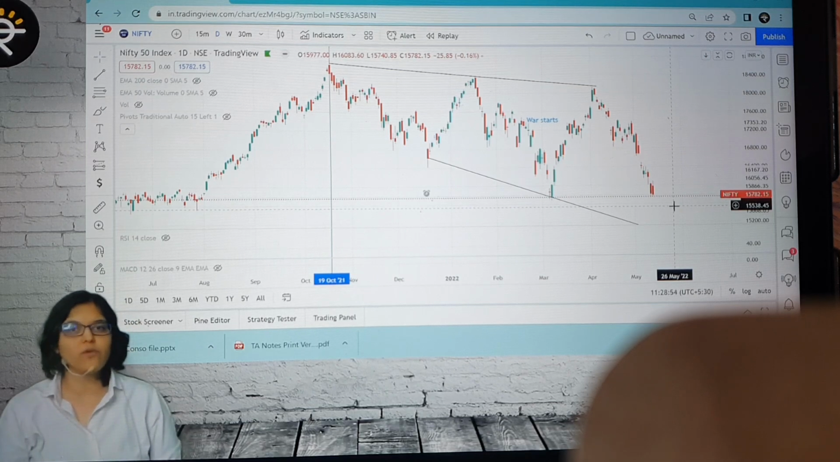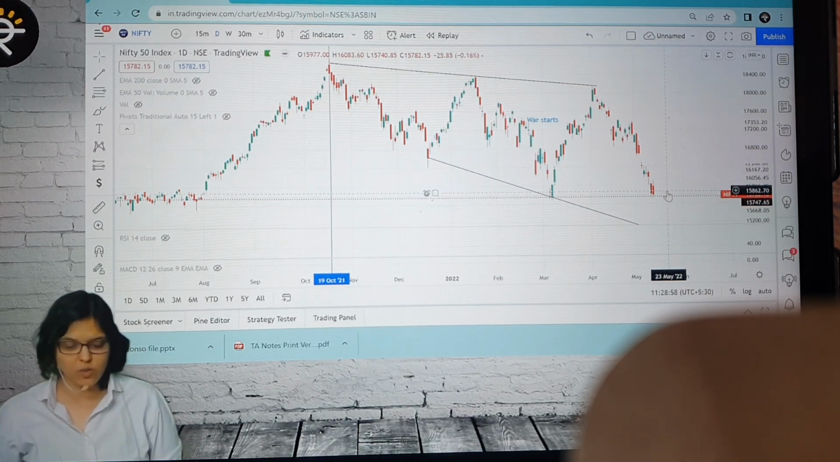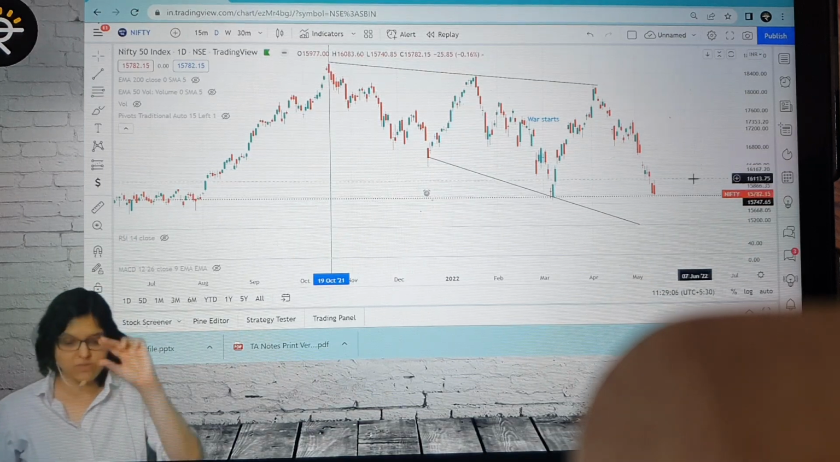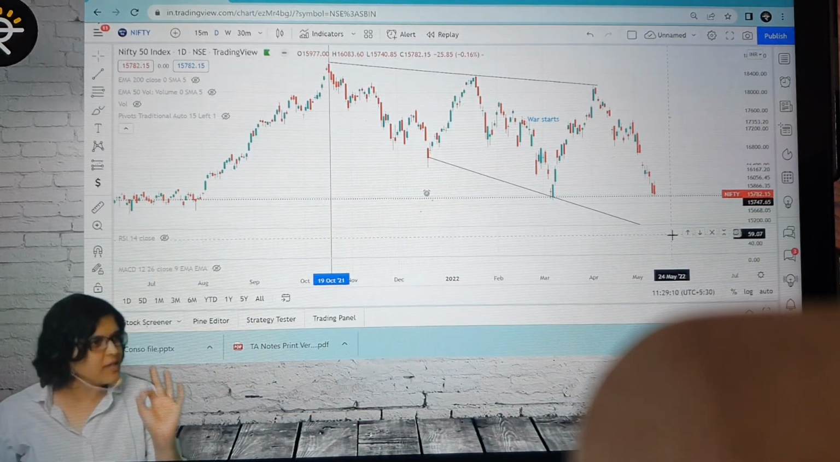He's asking, what if for the next 4-5 days it's testing our patience, and for 1, 2, 3 days near the 15,600 mark only, it is doing time pass, there only, and then suddenly moves? The question is, in your example, is it making a fresh lower low?